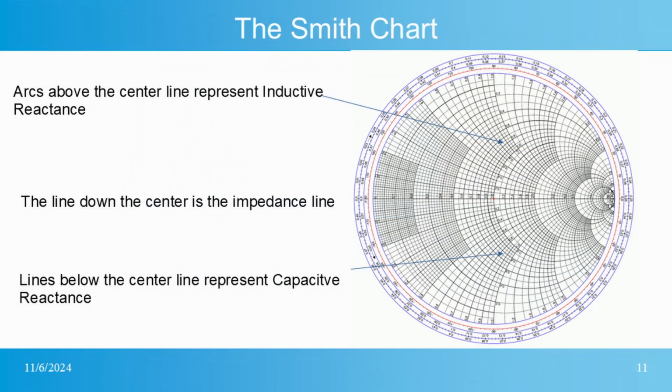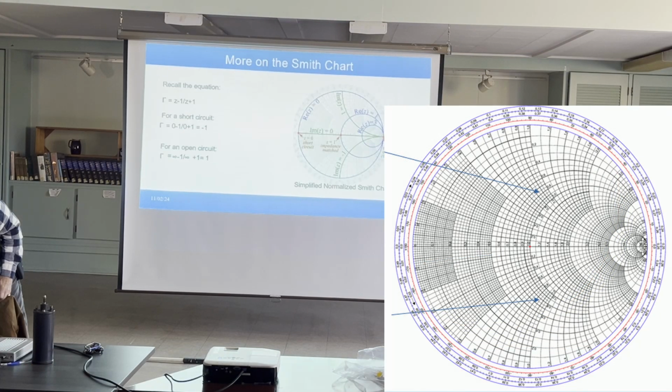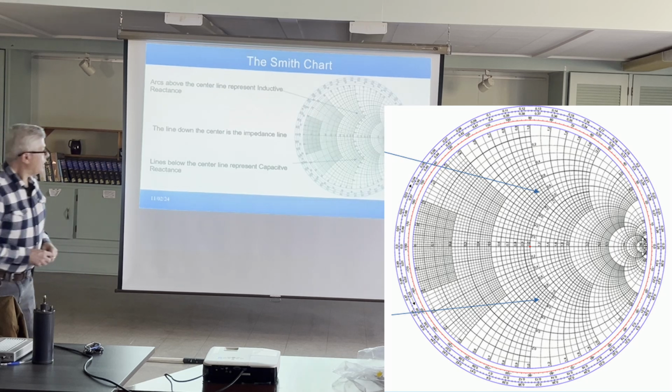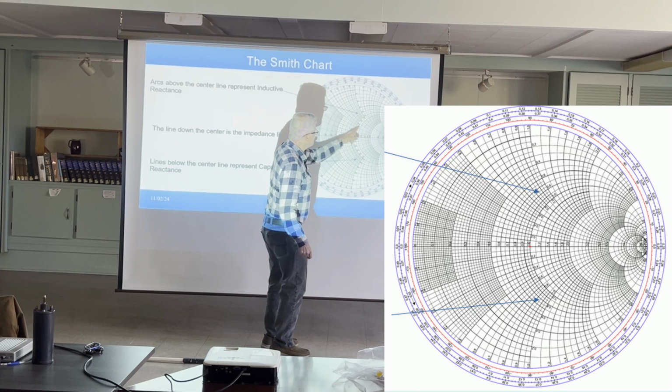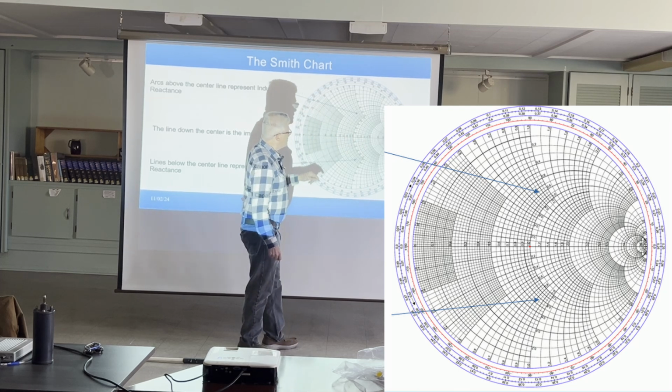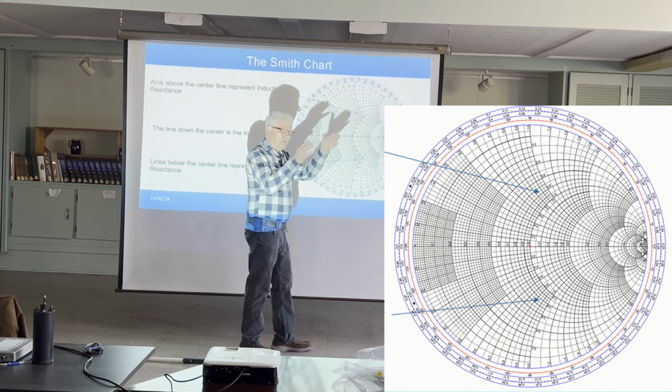I'm going to go back to the other slide because it shows. Oh, there we go. You see, there's a lot more graduations here. There are a lot more circles. So what you have to do is find the one that's the closest to the impedance that you're after once you've done the normalization.